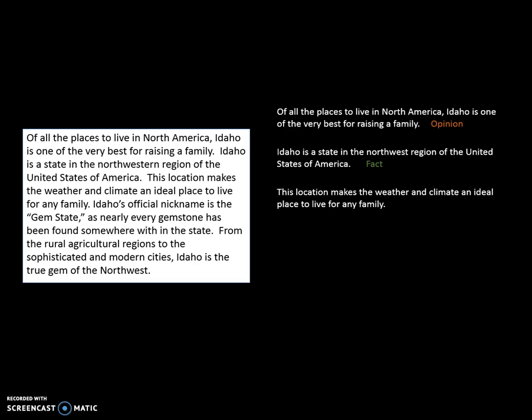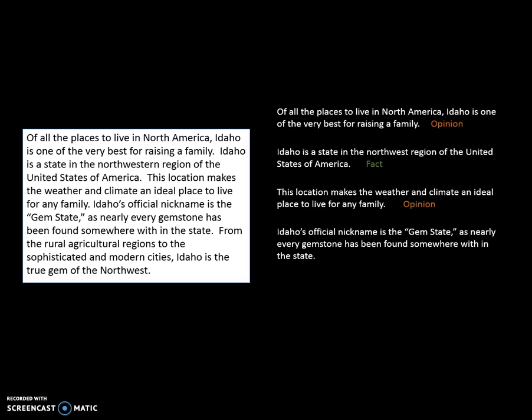This location makes the weather and climate an ideal place to live for any family. Again, in that statement, there's that absolute of any family. Well, Idaho is mostly high desert and mountains. What if I require a humid, warm environment? It wouldn't be a good place for me. So, again, that's an opinion. It depends.